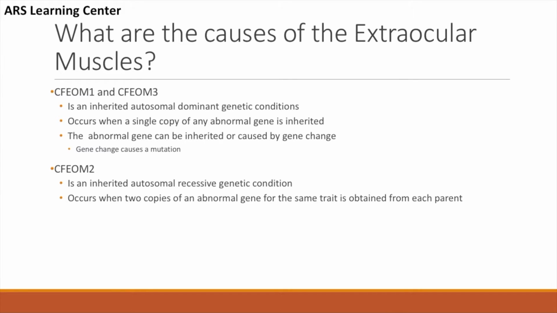What are the causes of congenital fibrosis of the extraocular muscles? CFEOM1 and CFEOM3 are inherited autosomal dominant genetic conditions. It occurs when a single copy of an abnormal gene is inherited. The abnormal gene can be inherited or caused by a gene change. A gene change causes a mutation. CFEOM2 is an inherited autosomal recessive genetic condition. It occurs when two copies of an abnormal gene for the same trait are obtained, one from each parent.